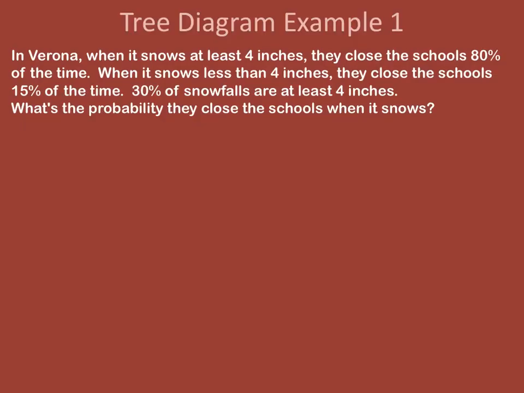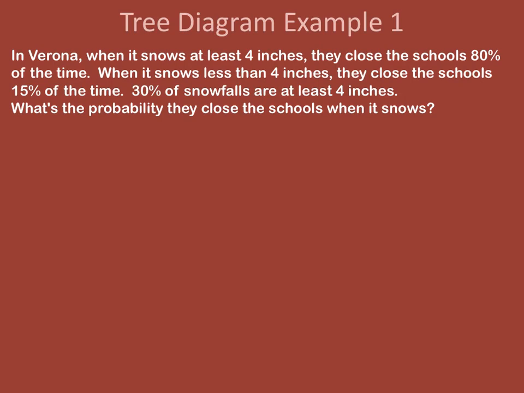Okay, our first example says, in Verona, when it snows at least 4 inches, they close the schools 80% of the time. When it snows less than 4 inches, they close the schools 15% of the time. 30% of snowfalls are at least 4 inches. So that's a lot of information contained in those few sentences. So before we even go to answer the question, let's draw a tree diagram to represent this situation.